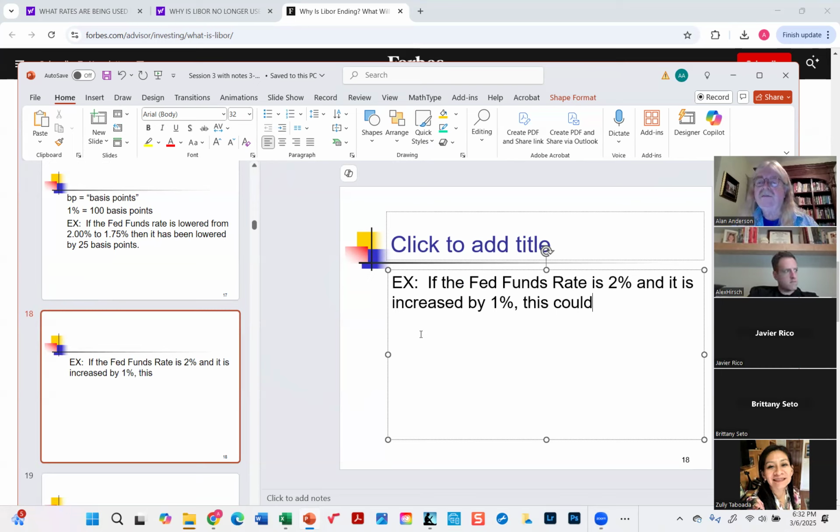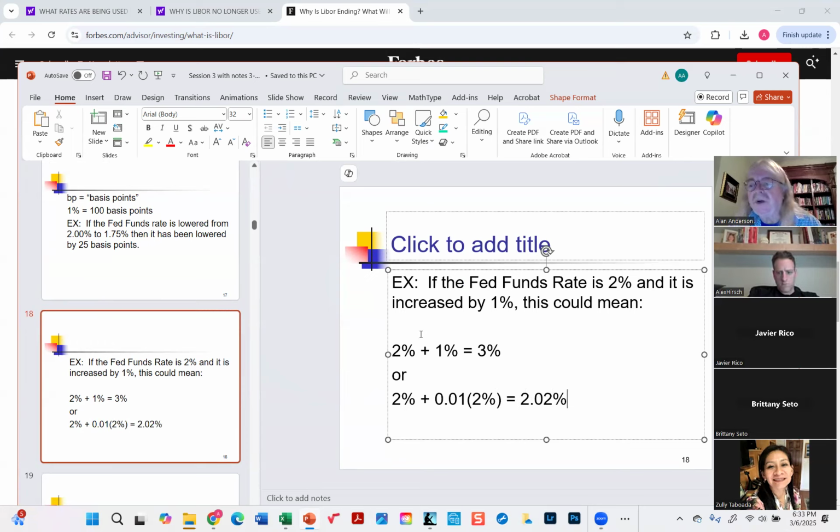Well, this could mean one of two things. 2% plus 1% equals 3%, or it could mean 2% plus 1% of 2%. And that means it went up to 2.02%. Okay, you see what I mean? Like if I say it went up 1%, in principle, that could mean it went up to 3, which is probably what it means. This is how people normally use the terminology, but it could theoretically mean 1% of 2%, which means it went up to 2.02. So the beauty of basis points is that you don't have to worry about this because this is an increase of 100 basis points, and this is a 2 basis point increase. So there's no possibility for confusion.